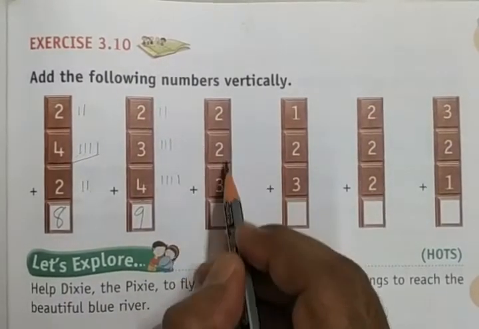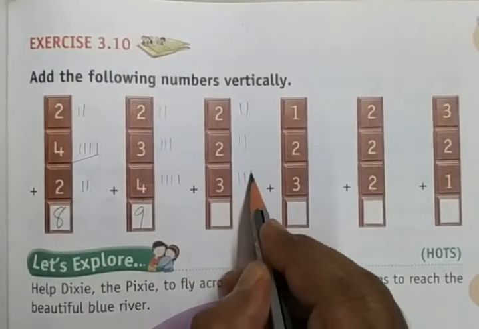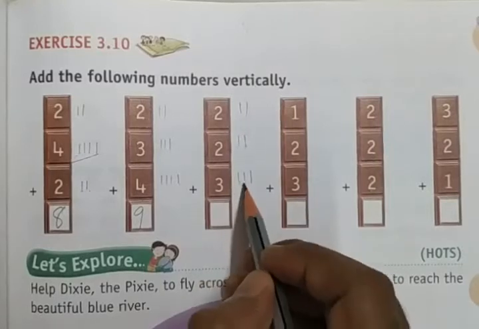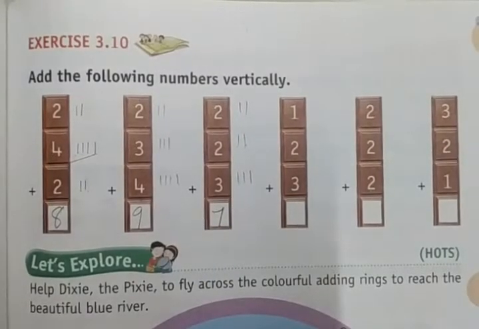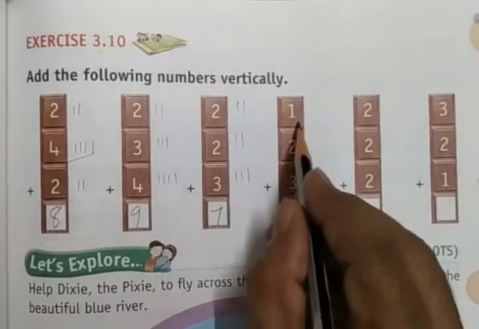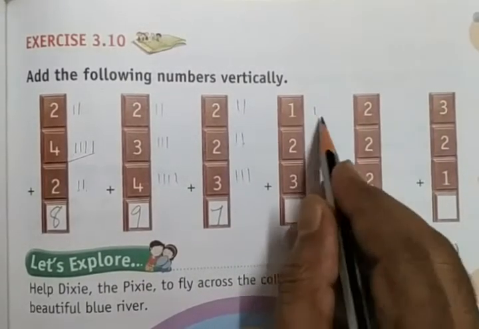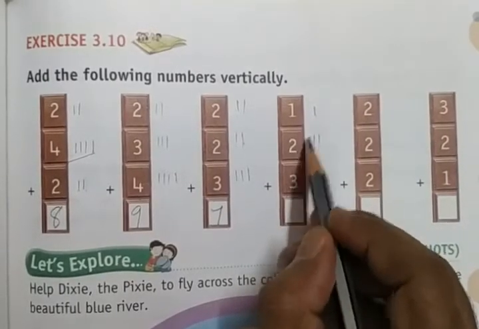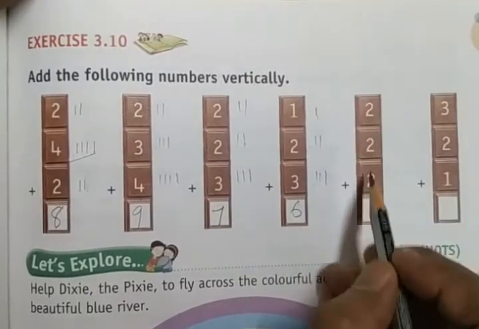So 2 plus 2 plus 3. Here 2 lines, then 3 lines. 1, 2, 3, 4, 5, 6, 7. The answer is 7. 2 plus 2 plus 3 is equal to 7. You can add any numbers. Clear? Next, this is 1 added to 3, counting 1, 2, 3, 4, 5, 6. The answer is 6. 2 plus 2 plus 2.